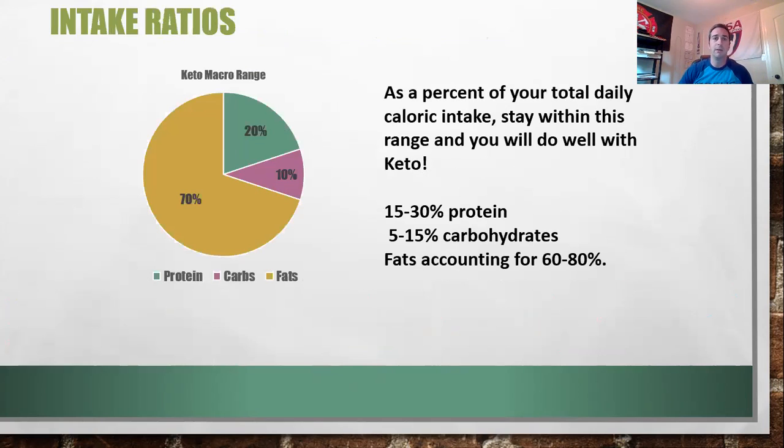Okay, so here's just a little diagram to show you our intake ratios that we need to stay in to be in ketosis. As a percent of your total daily caloric intake, stay within these ranges and you will do well with keto, okay? Somewhere within 15 to 30% for protein, somewhere around 5 to 15% for your carbs. The lower, typically the better, but you're going to have to get more fats the lower you go in your carbs, okay? And 60 to 80% for your fats, okay? So that's it for keto, guys. It's really as simple as that. It's staying within these macro ranges. It doesn't matter how much you eat or how little you eat, as long as you stay within these ranges. Okay, I know I'm beating a dead horse at this point.